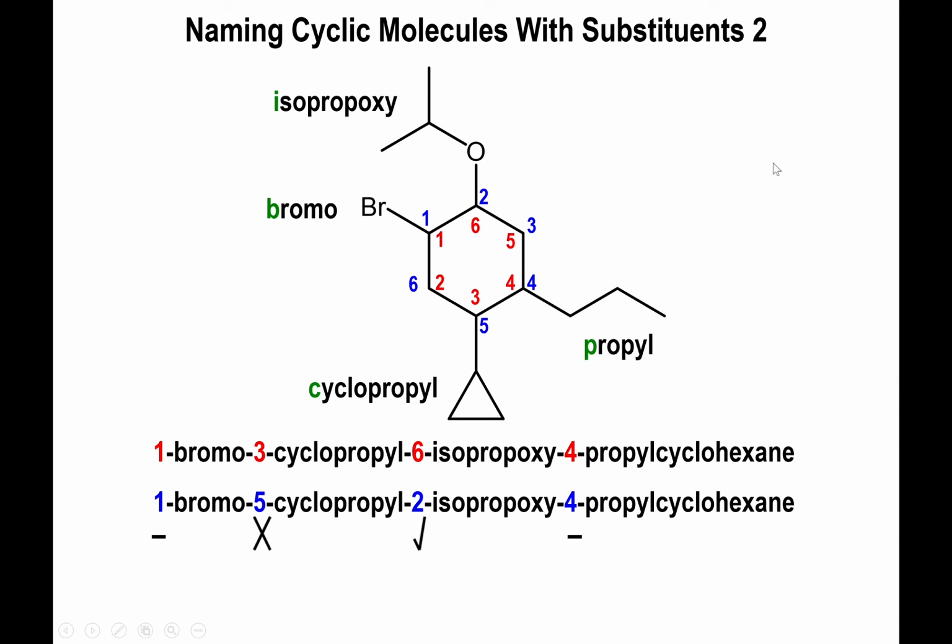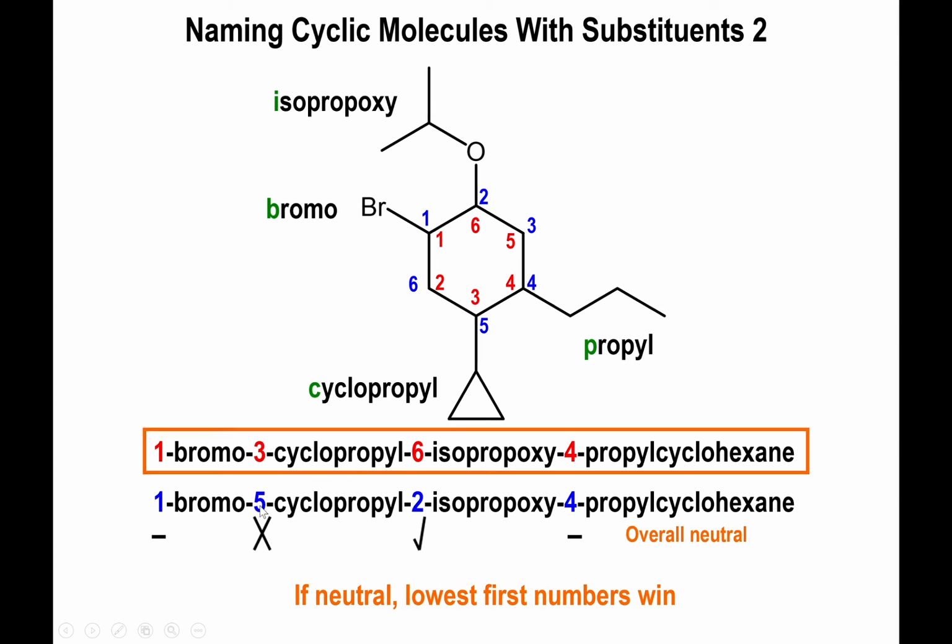So now we need to pick the number that has the lowest value first. And 1 and 1, well, they're the same, so that doesn't tell you anything. So you move on to the next value. 3 and 5. 3 is in fact lower than 5, so guess what? The red scheme wins in this case.